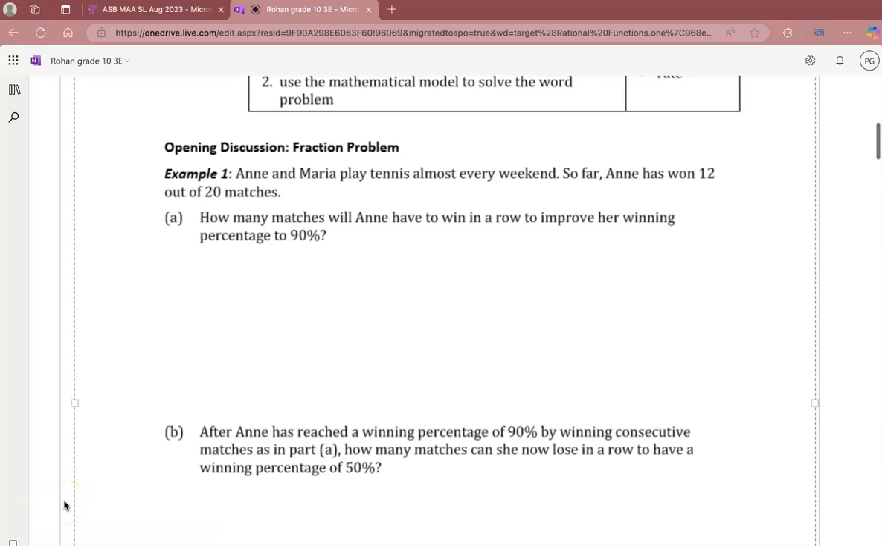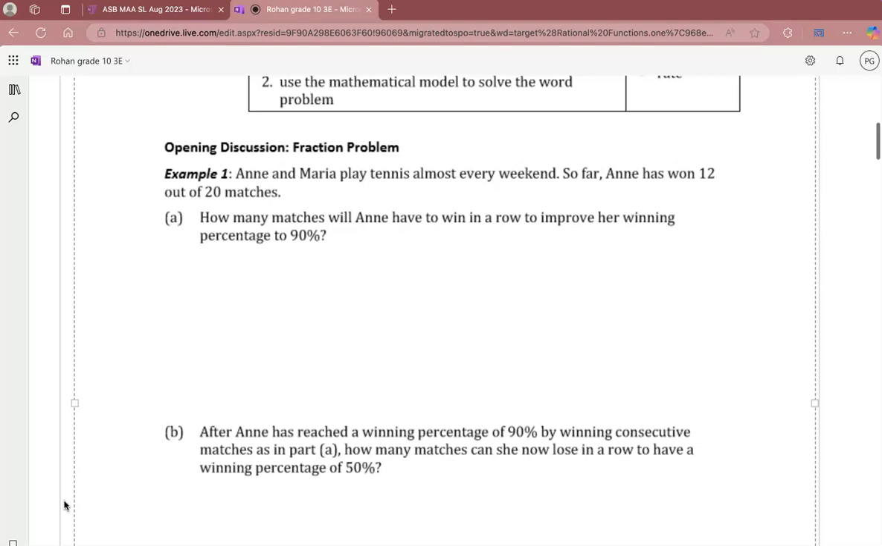Okay. So, opening discussion, fractional problems. Example 1. Anna and Maria played tennis almost every weekend. So far, Anna has won 12 out of 20 matches. How many matches will Anne have to win in a row to improve her winning to 90%?